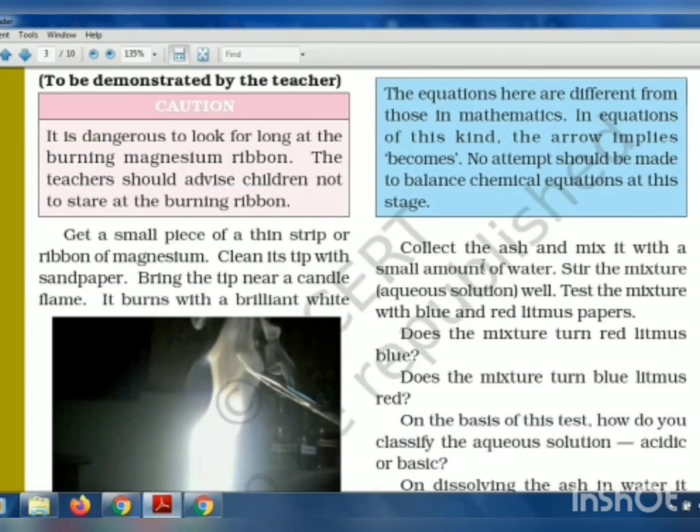Now we have to collect that powdery ash and mix it with a small amount of water, stir the mixture well, and then put some drops of this solution on red litmus paper and blue litmus paper. What you will see is that the red litmus paper will turn blue. Why? Because this solution is basic.